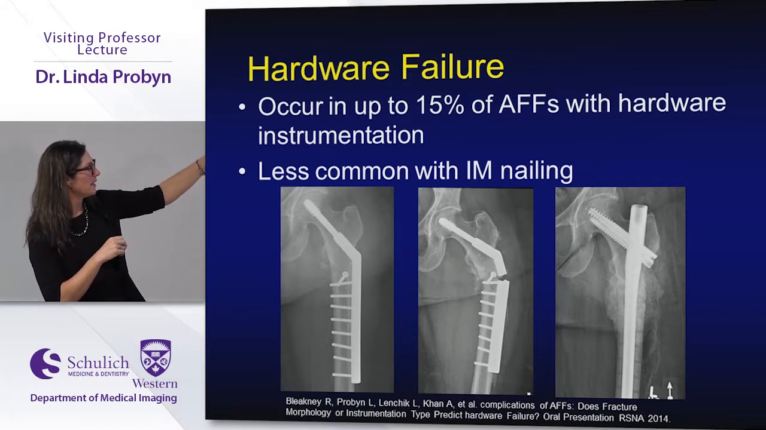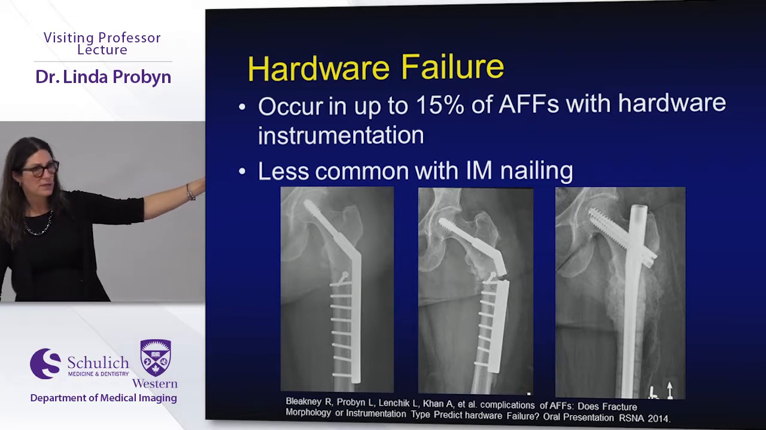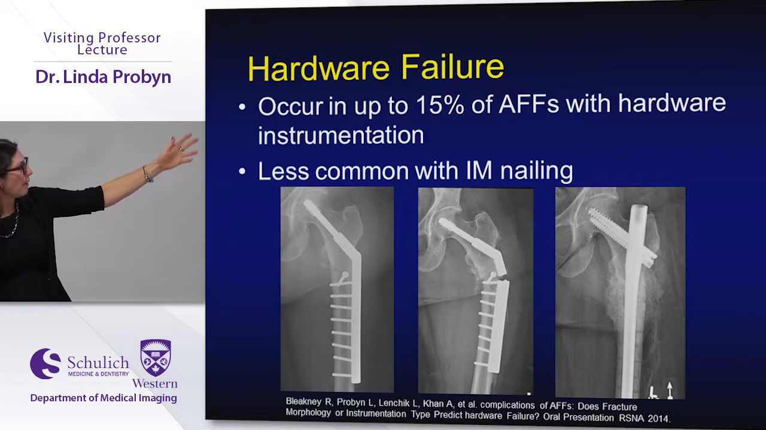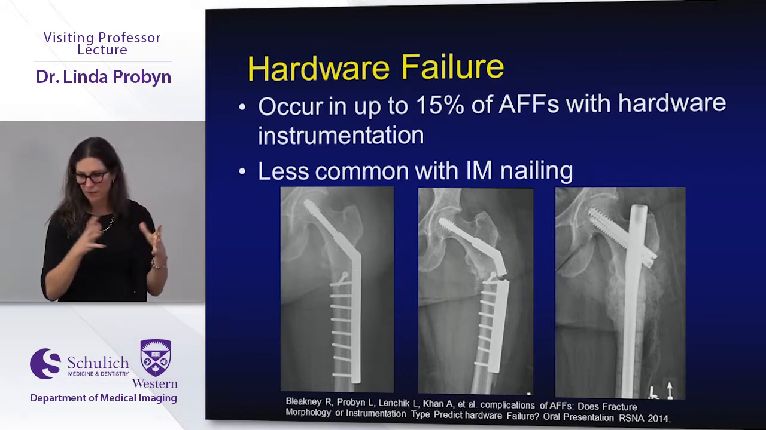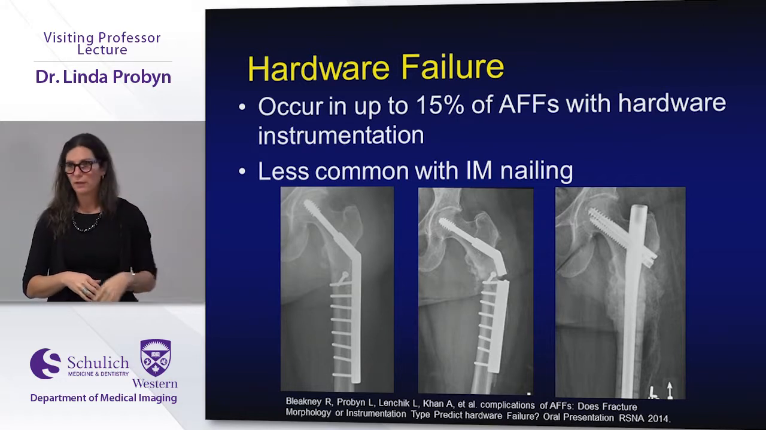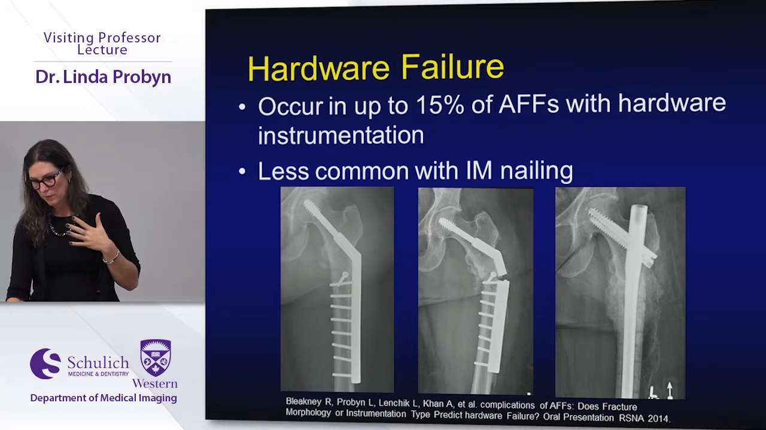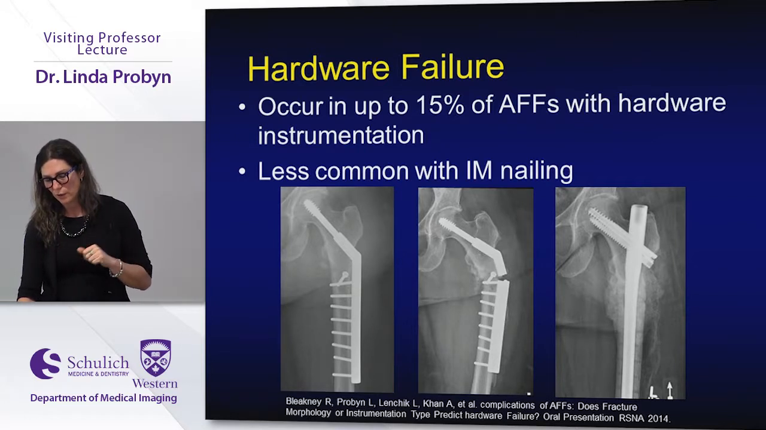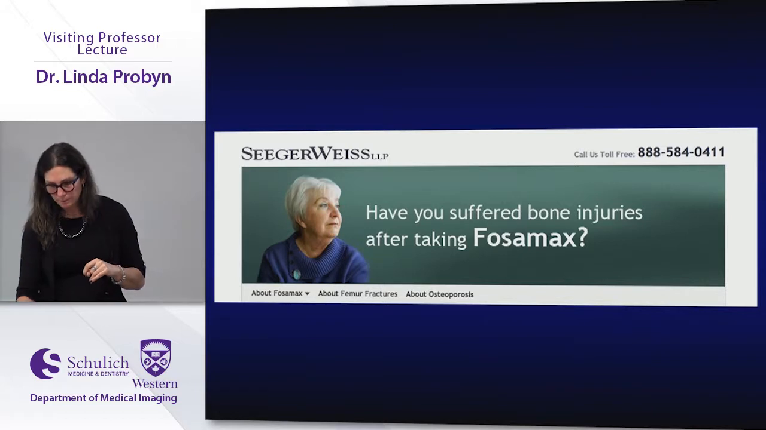So here's one with a DHS, an intramedullary nail. It fractured right at the level of the atypical femoral fracture, and it was removed, and they put an intramedullary rod in. You can see there's abundant callus there. It eventually went on to heal, but this is like 2 years later. These take a long time to heal. So in our study, like I said, we found that the hardware failure was less common with intramedullary nailing. So just always remember the delayed healing. We need to keep an eye on these, and there is hardware failure.